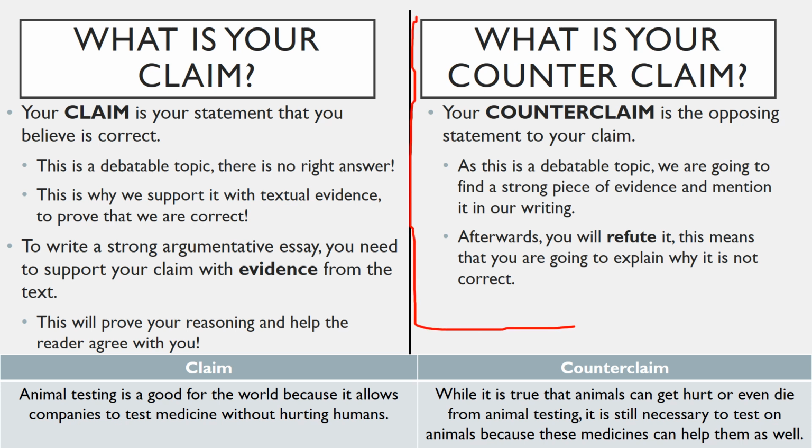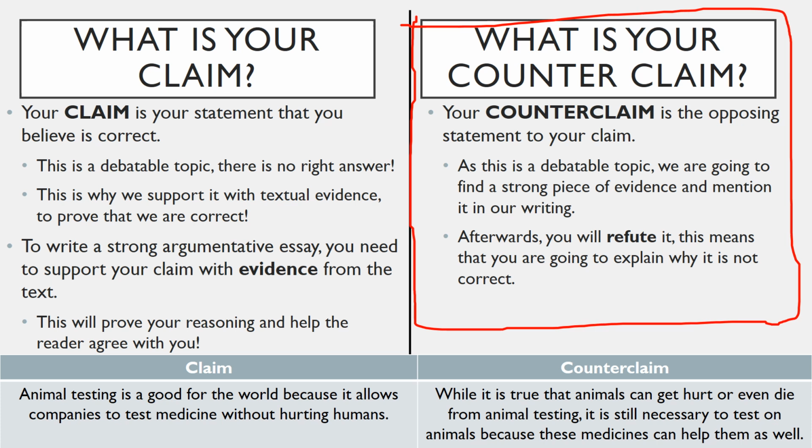When we look at our counterclaim, this is the opposing statement. As this is a debatable topic and we know that there's no right or wrong answer, we're going to find a strong piece of evidence and mention it in our writing. After, we will refute it. This means we're going to explain why it is not correct.